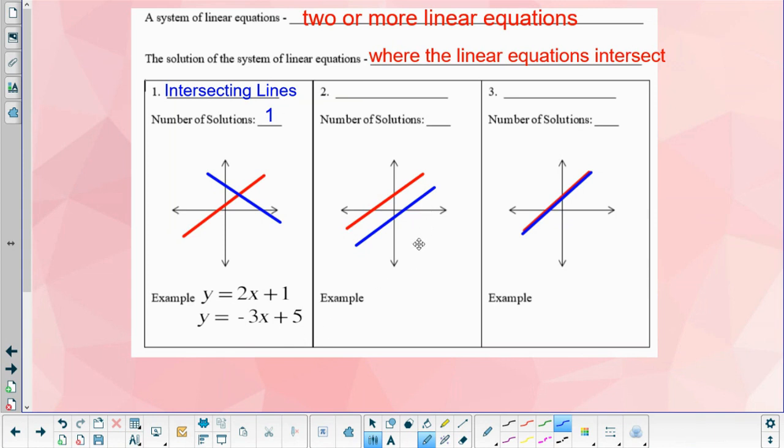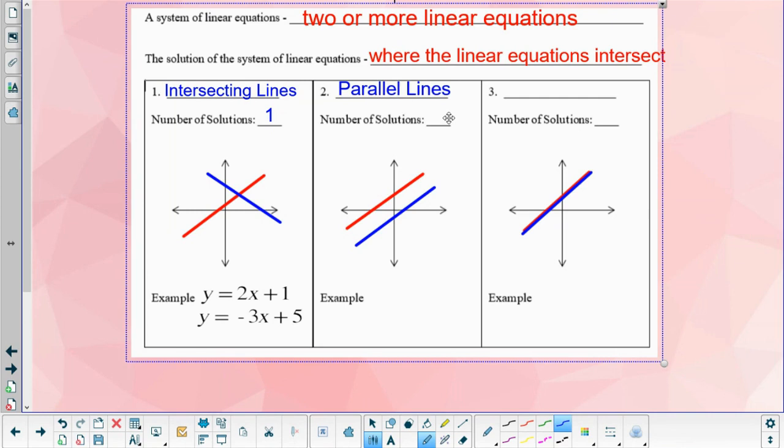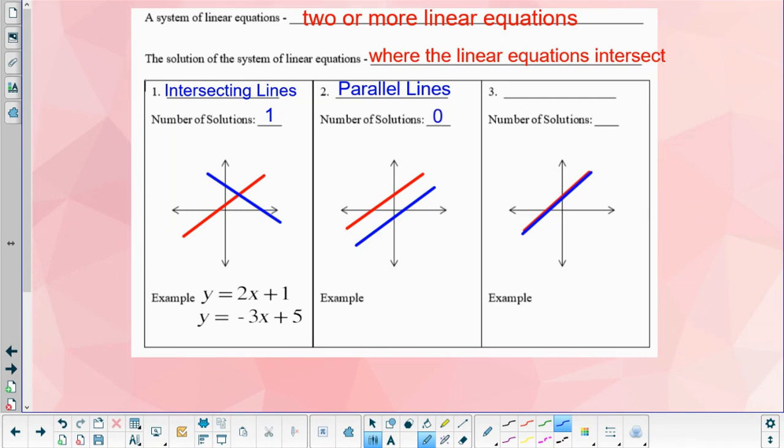Okay. In example 2, you see these 2 lines never touch. They are examples of parallel lines. Parallel lines have 0 solutions because they do not intersect. So here is an example of equations for this. And if you notice, our slopes are the same, but our y-intercepts are different. Okay, and this is the same when we talked about parallel and perpendicular lines a few lessons ago. The slopes will always be the same if the lines are parallel. And that's how you know they'll never touch.